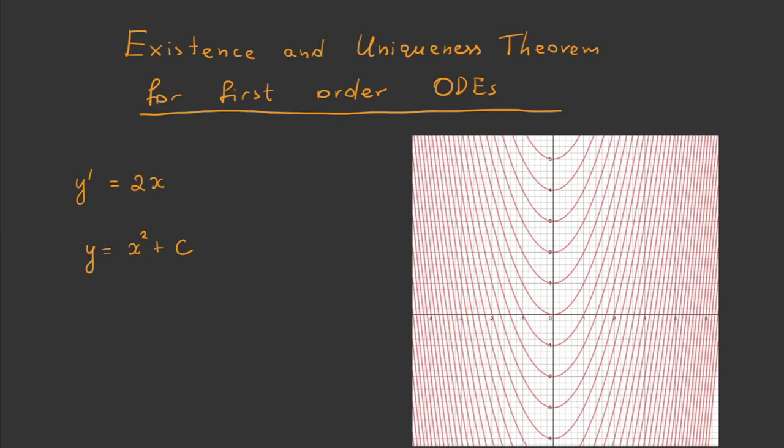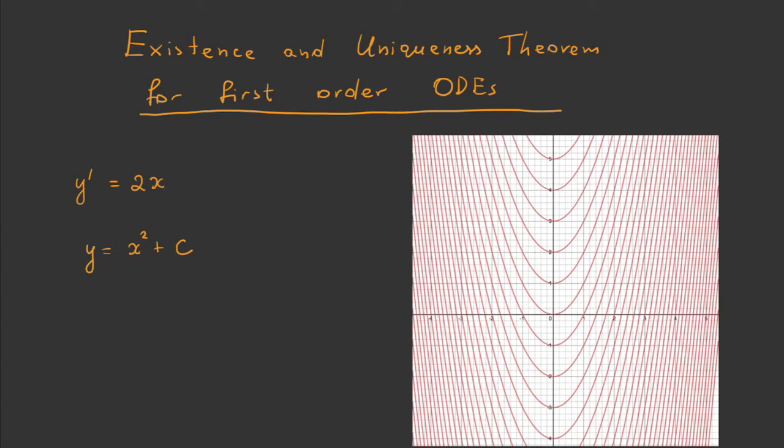Namely, it states that under certain conditions, the initial value problems for first-order ordinary differential equations have a unique solution. Let me first explain why the theorem talks about the initial value problems rather than about differential equations themselves. You may have already seen that differential equations typically have infinitely many solutions.